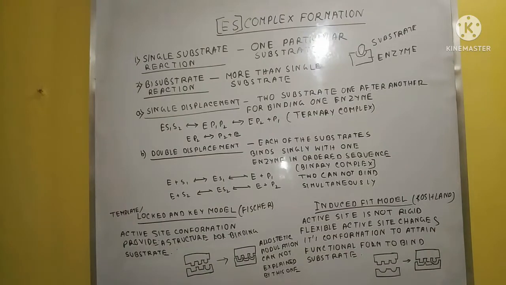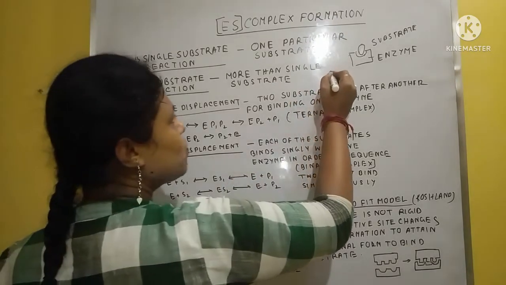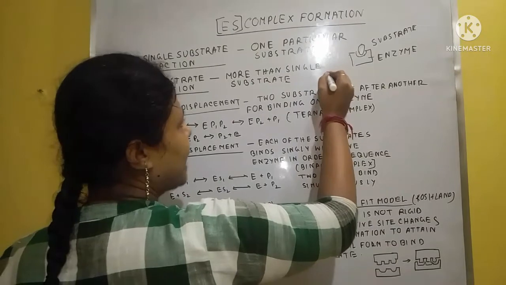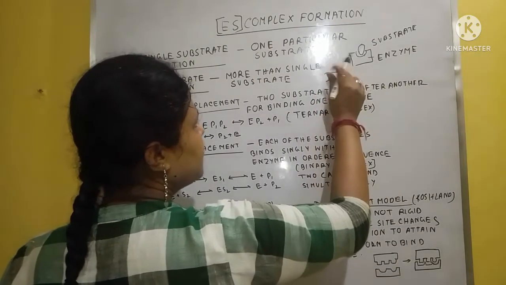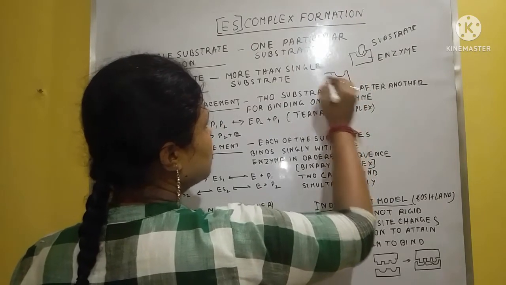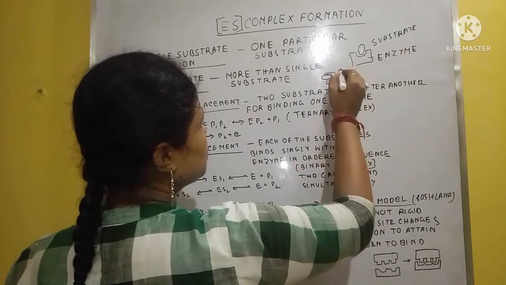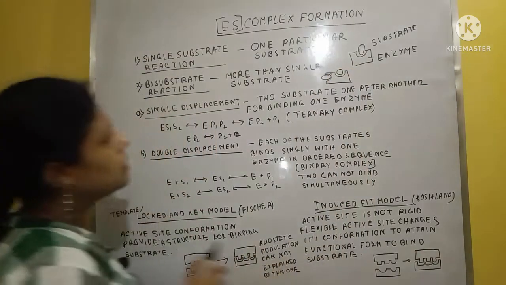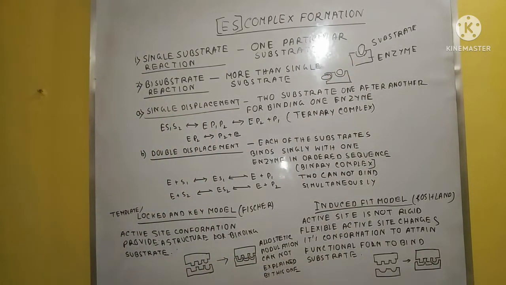The second one is the bisubstrate reaction. Here there is more than a single substrate. The enzyme is one, but suppose there is one active site and another active site, so two substrates can bind with one enzyme. This is the bisubstrate reaction. Under it, we can see two kinds: one is single displacement, the other is double displacement.